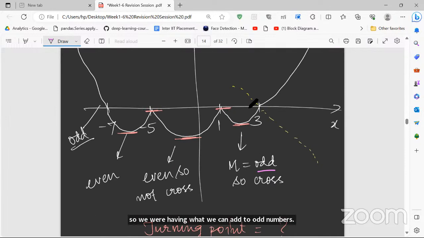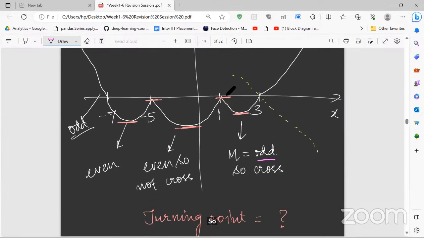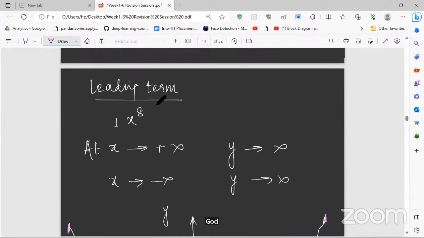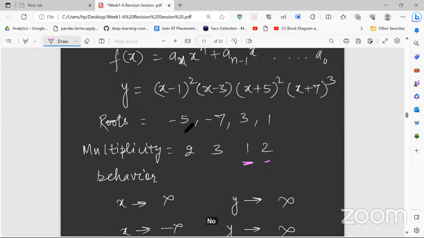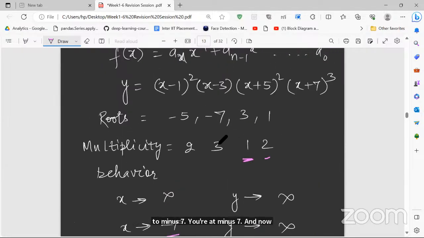It went back to 1, because at that point again the function value is 0. Is this clear? Now check the multiplicity at 1. It is even. If this is even, then it should bounce off; it will not cross. It goes back to -5, because at -5 again the function value is 0. Now check the multiplicity at -5. This is even again, so it should bounce back again and go to -7, because again the function value is 0 at -7. And now at -7, this is odd.